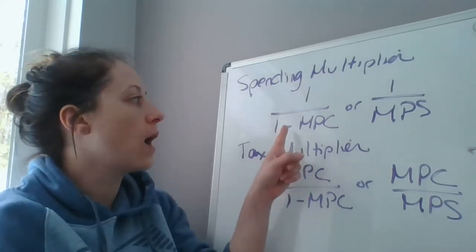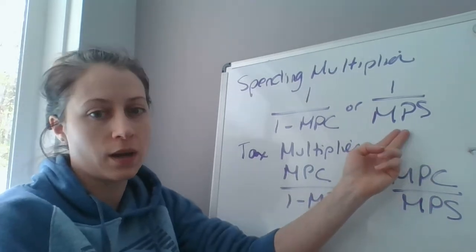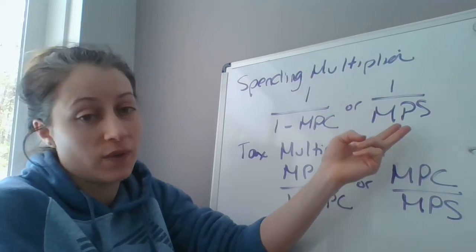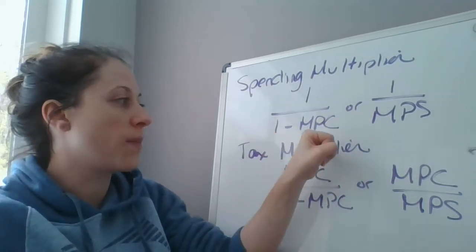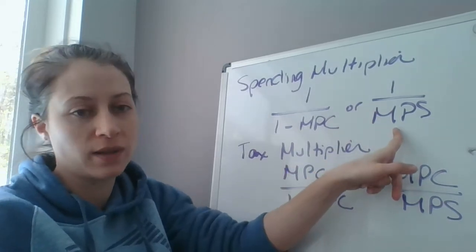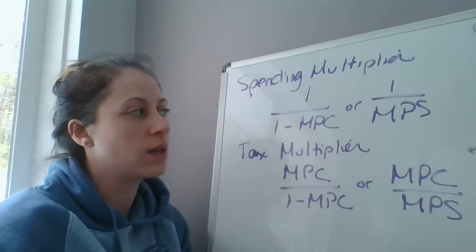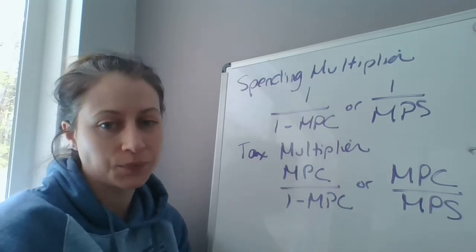All right, which is why with this equation, I'm giving you both ways, but I think why not cut out the more complicated equation and just memorize this or have this down on your sheet. If 1 minus the marginal propensity to consume equals the marginal propensity to save, just use that. So 1 divided by the marginal propensity to save is your spending multiplier.